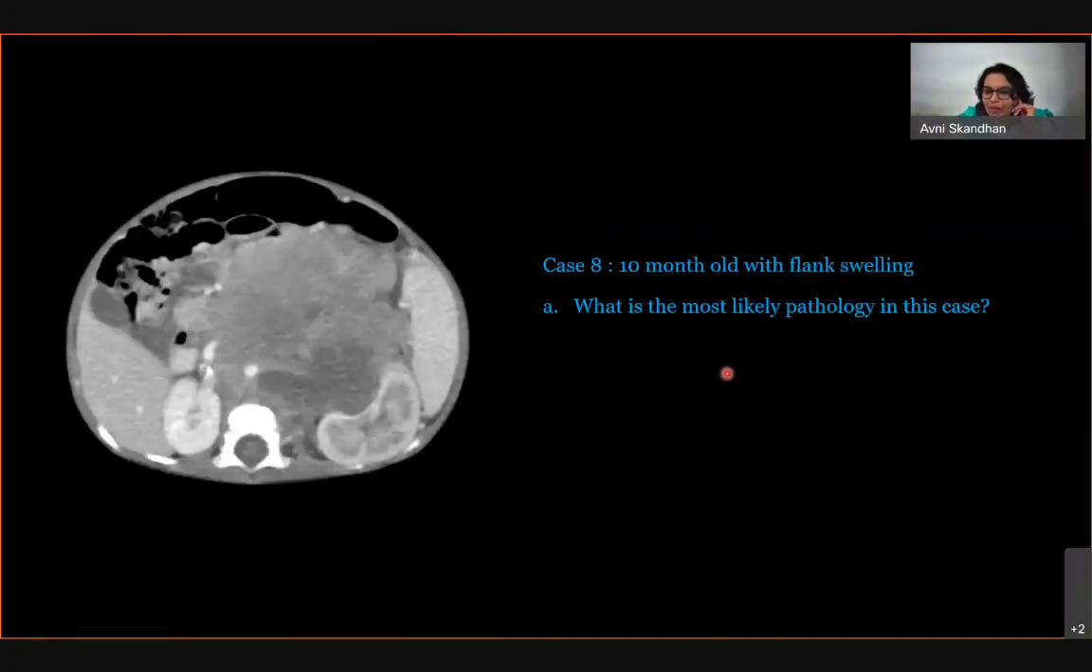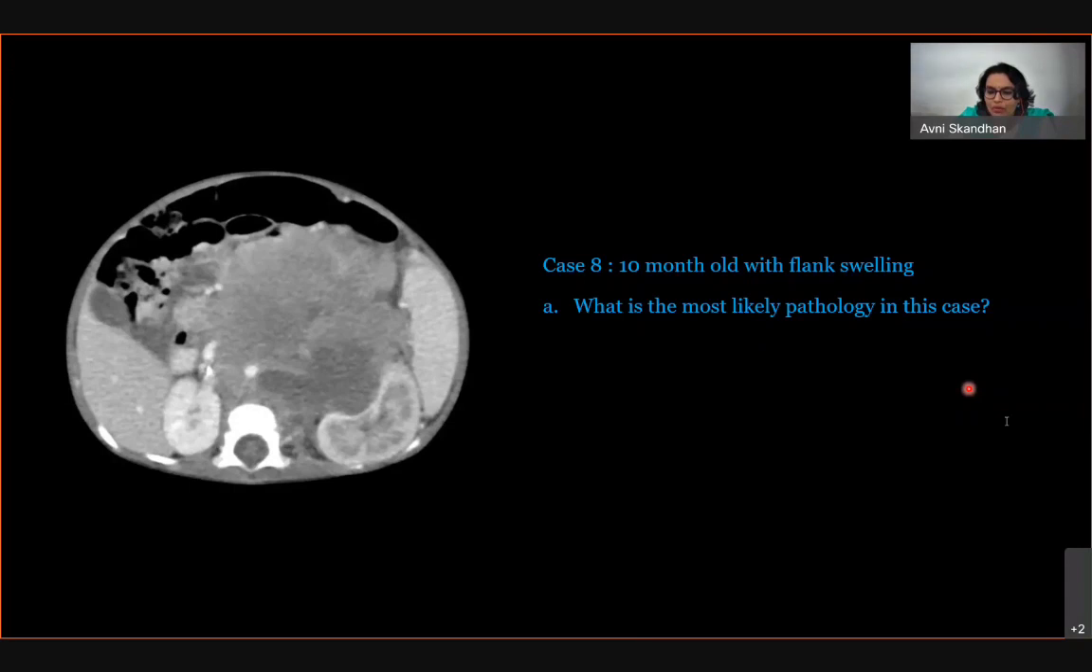Okay, so this is a 10-month-old child with flank swelling. So what do you think of this? Again, I'm getting mixed answers. I got lymphoma, I got neuroblastoma, I got Wilms. Most of you are giving neuroblastoma, which is the right answer.